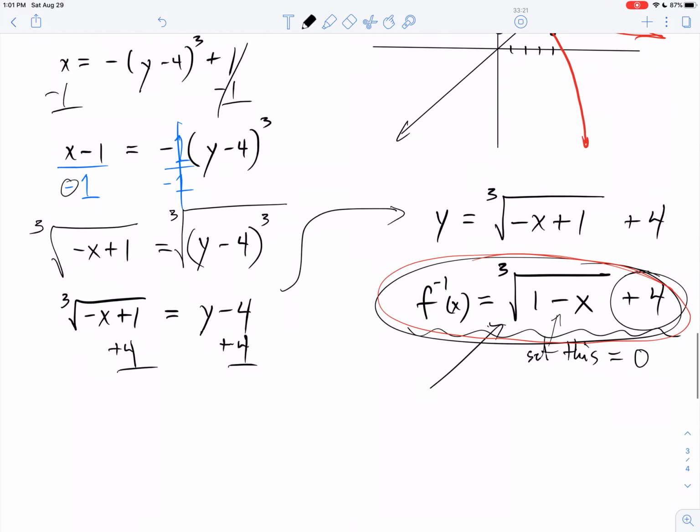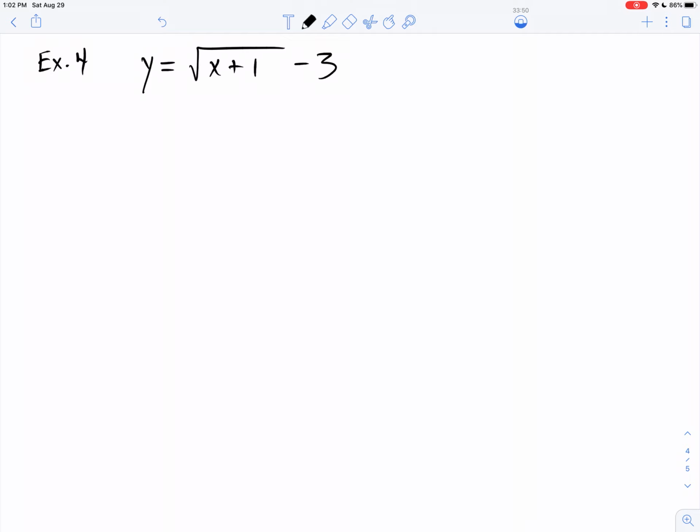So here is my last example. What the heck? I decided I would call it example 4. And example 4 looks like this. Y equals the square root of x plus 1 minus 3. Yes, you heard me right. I said square root. So here's the deal. I can still find the inverse for this thing super easy. I can. Look, I'm going to switch the x and the y. Watch, watch. We're almost done.